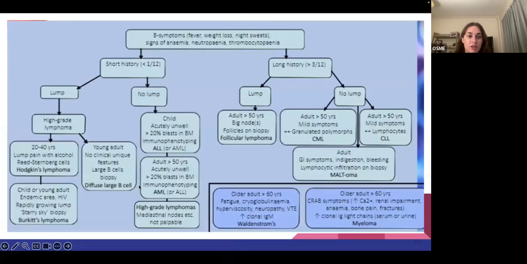So this is a summary slide for the B symptoms, the stuff that you see for lymphomas, and I hope it's useful. So to do with the whole lump, no lump, it should be able to help you rule things out. A longer history should hopefully point you more towards follicular lymphoma. If it is a low grade lymphoproliferative disorder, it's probably lymphoma. I'd go for your best guess. If it's a lump, and then if it's not a lump, think about CML and CLL.